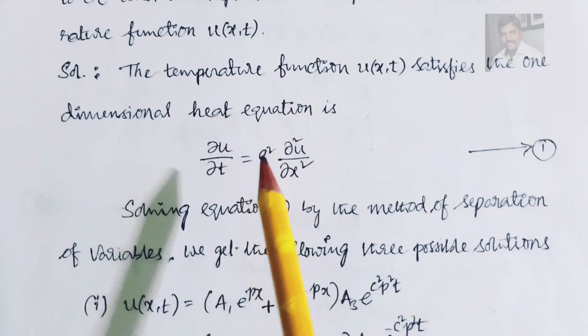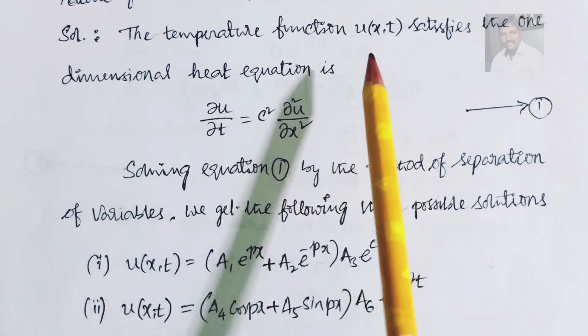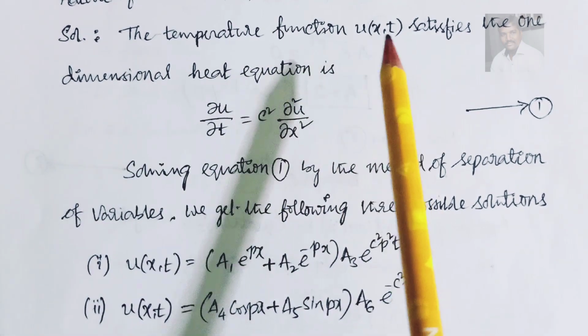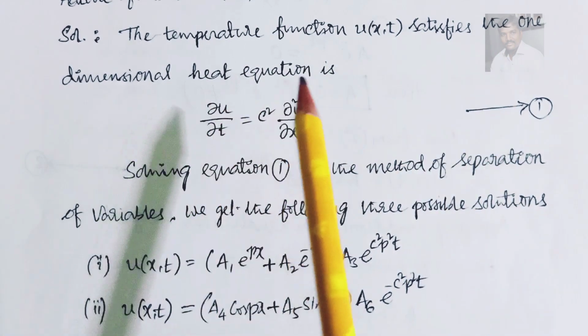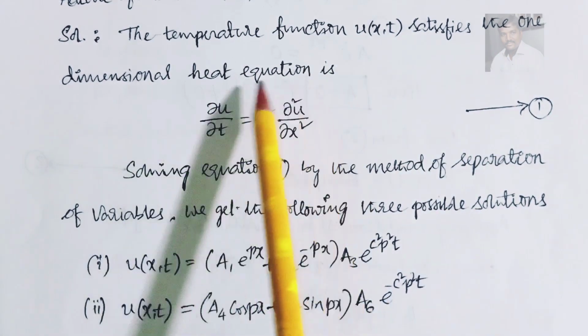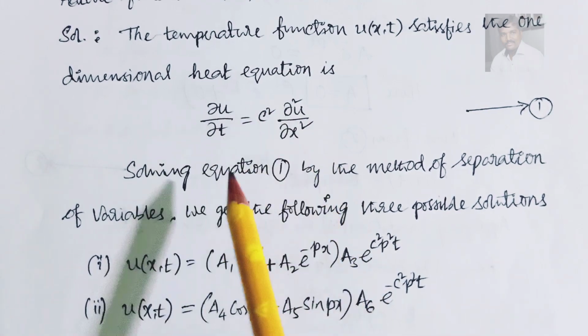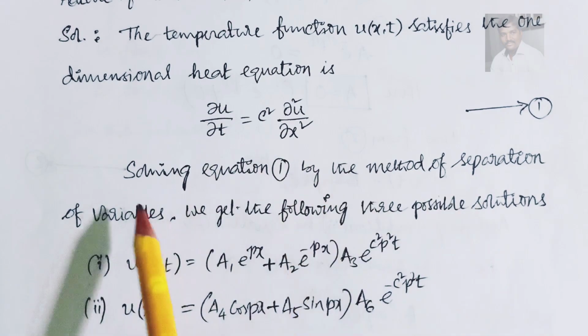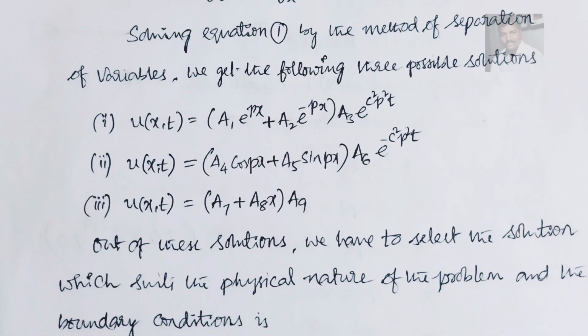Now let us take a look at what the heat flow equation is. The temperature function u of x comma t, where u is the temperature, satisfies the one-dimensional heat equation: dou u by dou t is equal to c square into dou square u by dou x square. Now solving this equation 1 by the method of separation of variables, we get the following three possible solutions.